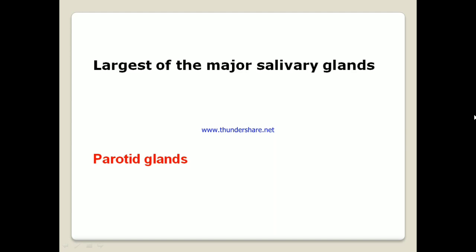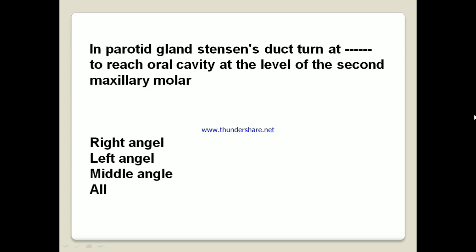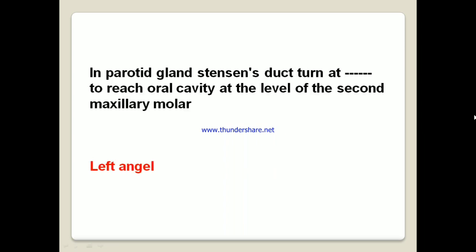In parotid glands, Stenson's duct turns at what angle to reach the oral cavity at the level of the second maxillary molar? Right angle, left angle, middle angle, or all. The answer is right angle.